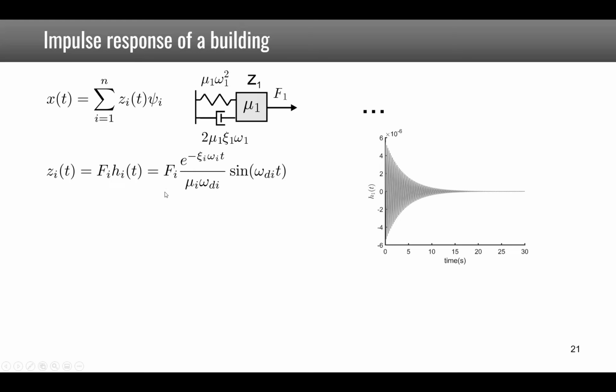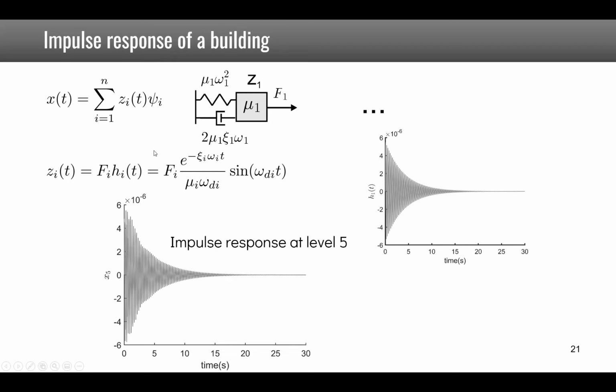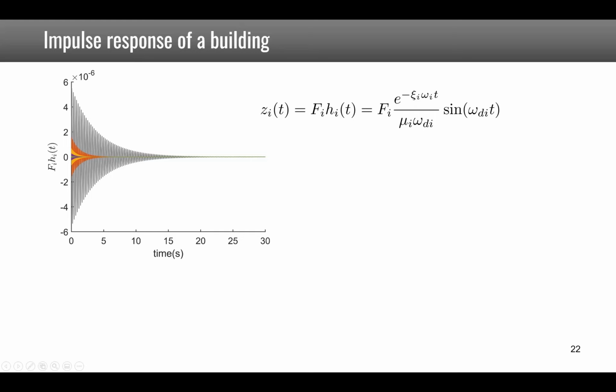And as each mode is affected differently by the pulse, we have to apply a scaling factor fi in front. This is the result of the combination of the 5 impulse responses of this type at level 5. So for the total displacement of level 5. Now, if we look in a little more detail, we see these zi's.